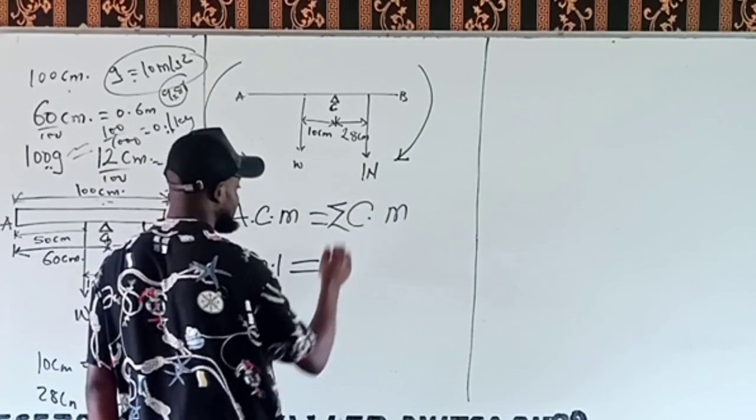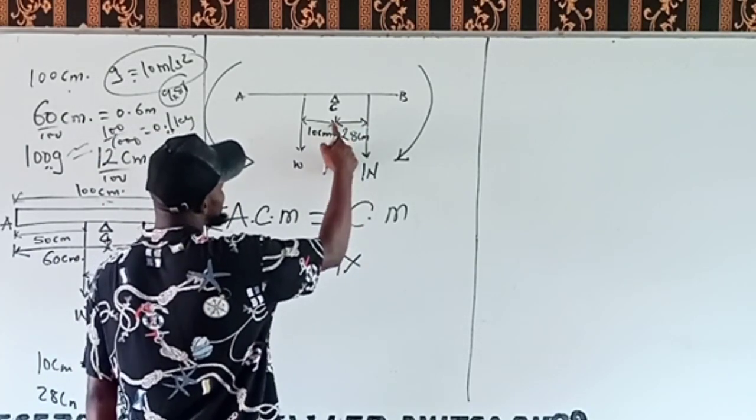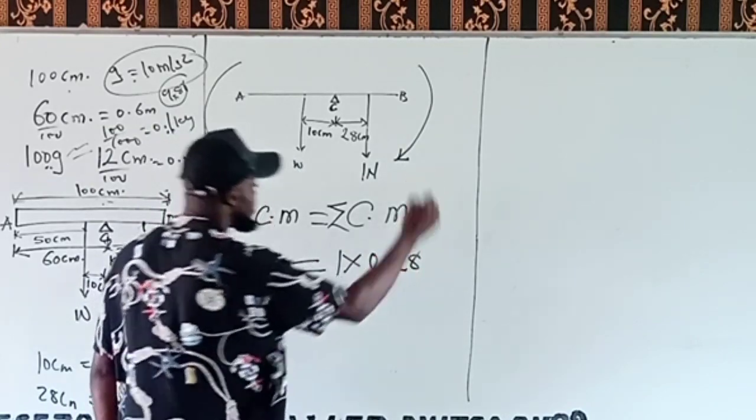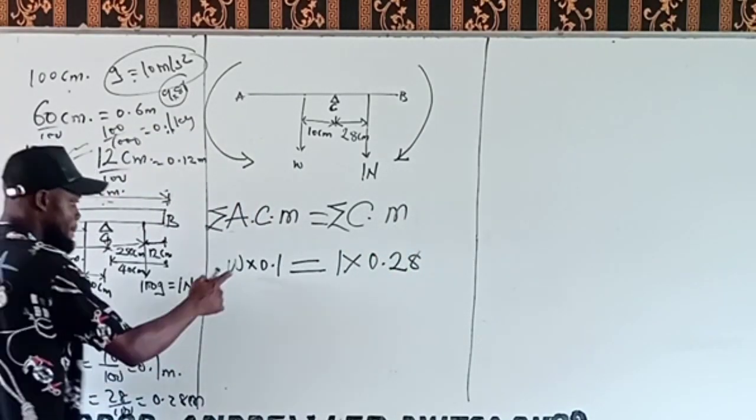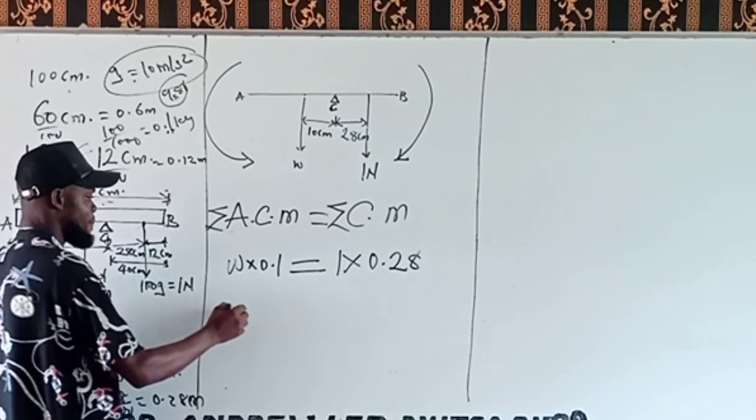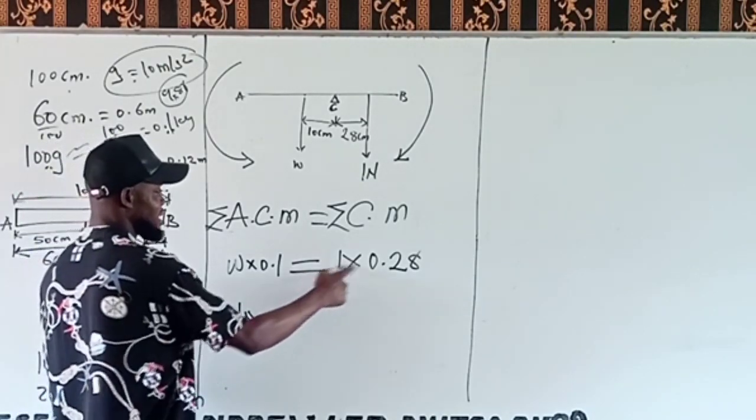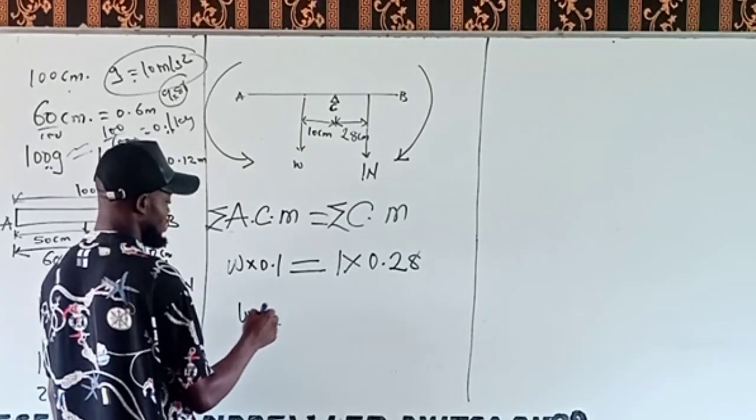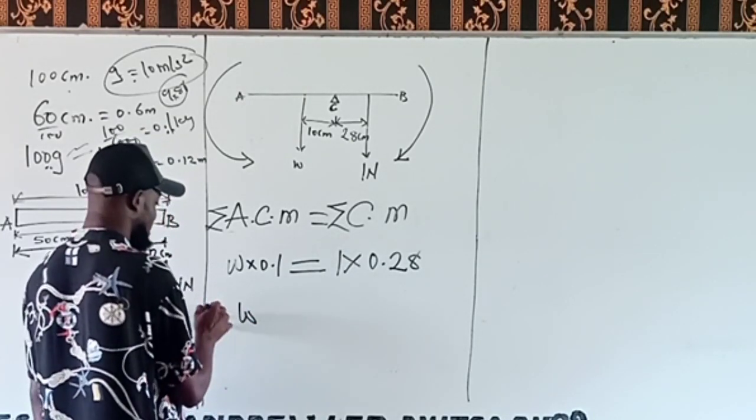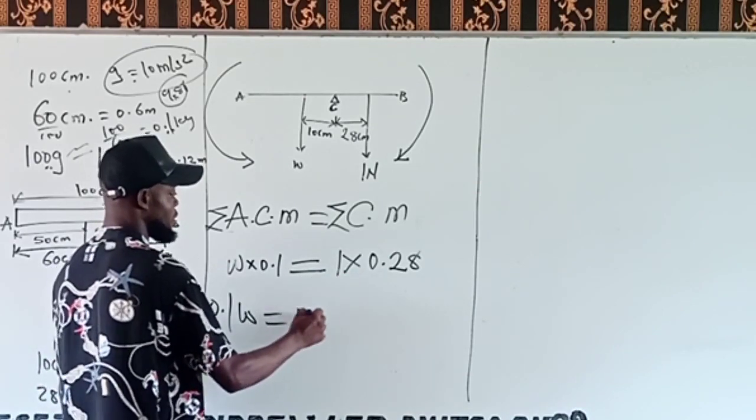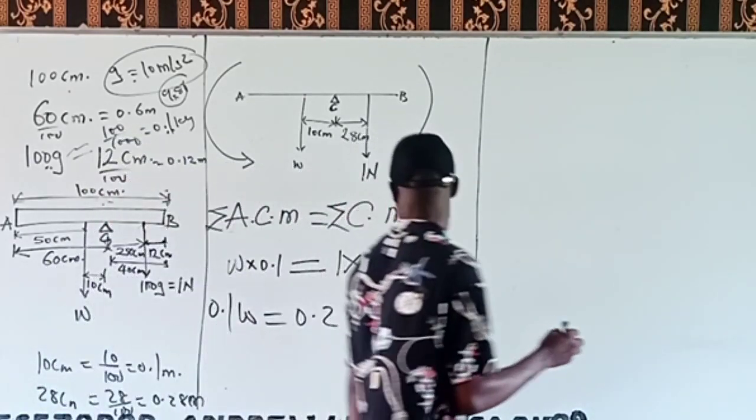So that will just be 1 times what we get here, divided down to meters, 0.28. So the next thing I'm going to do is make W the subject of the formula. W will now be equal to 1 times this. We have 0.1 W will now be equal to 1 times this. We have 0.28, we have 0.28.